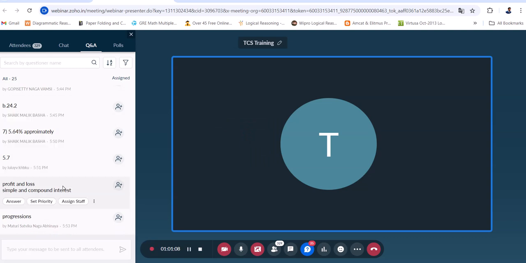24.2, 5 point. Yeah, profit and loss, simple interest, compound interest, progressions. Progressions, fine. Okay, we'll discuss that topic. They're not much focusing on it in TCS, not much actually. But still, I'll gather certain questions from progressions. We'll complete that. Good.